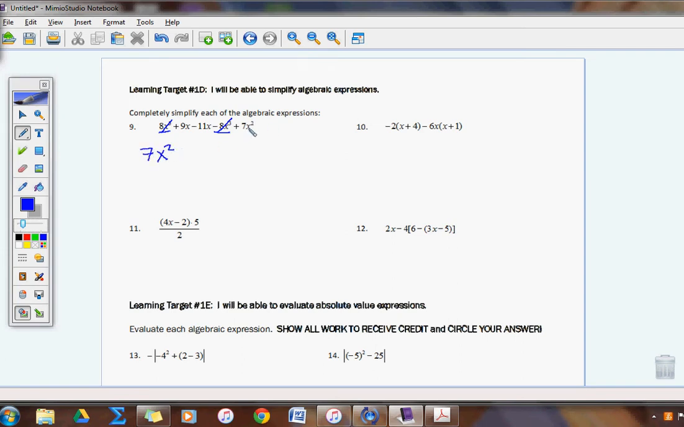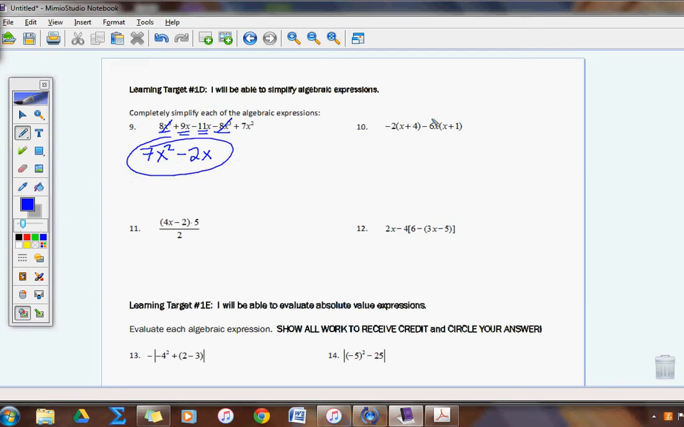So 7x squared is taken care of, and then you can see I have same variables right here. I have positive 9 of them. I have negative 11 of them. Don't add 11 to both of these. This is not an equation. Just say, I got 9, I take away 11. Oh, that's negative 2. So I have negative 2 x's. And that's it. Final answer right there.